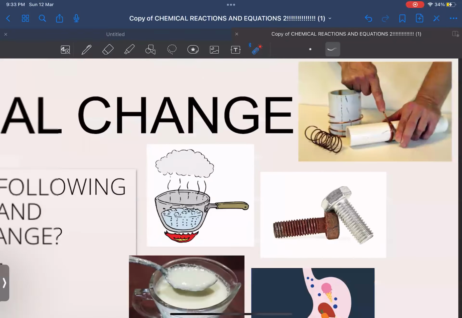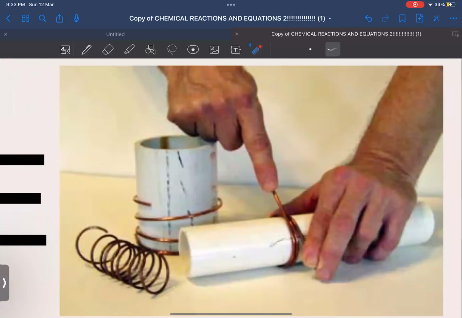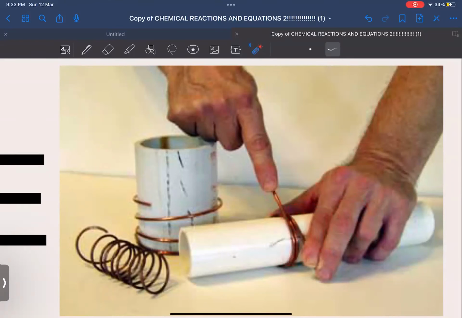The next example we can take is bending of copper to form a wire. As we all know, copper can be bent to form wires. This wire is copper. Whether it is a block of copper or a wire, it is still copper. Copper is copper in both cases. Copper has not turned into anything else. So since the chemical composition has not changed and we do not get any new products, it is a physical change.